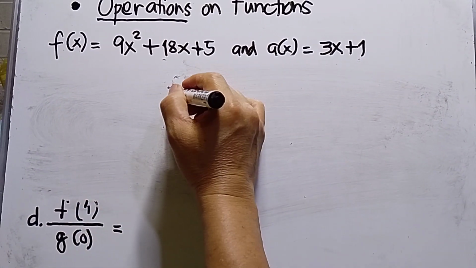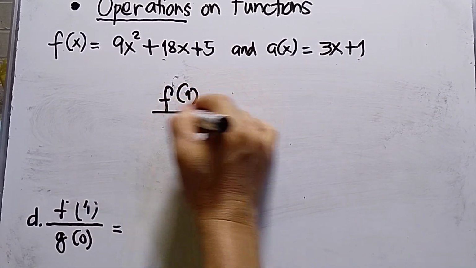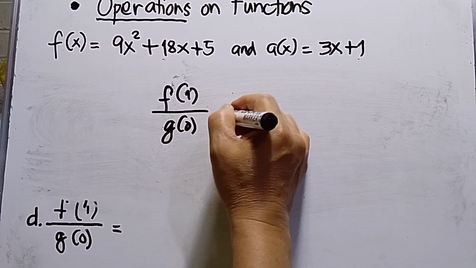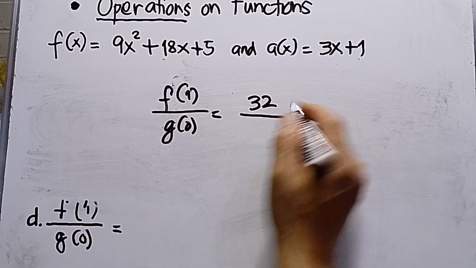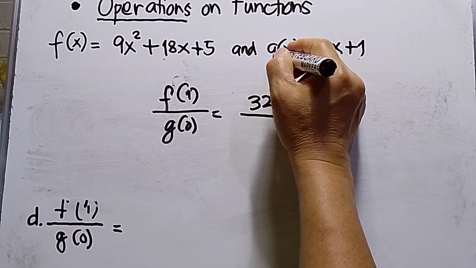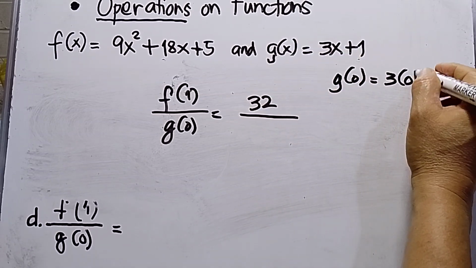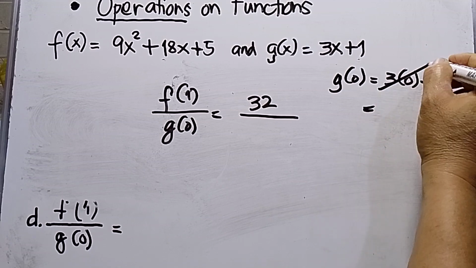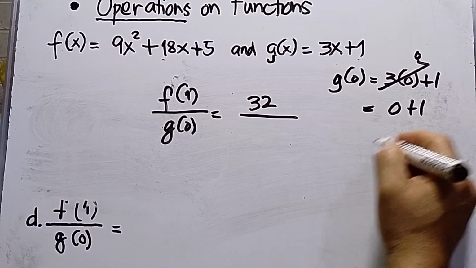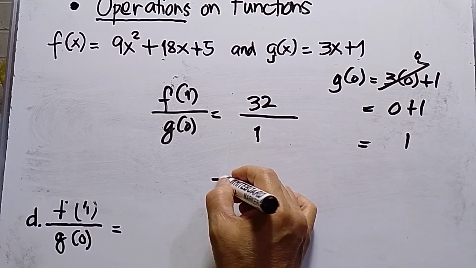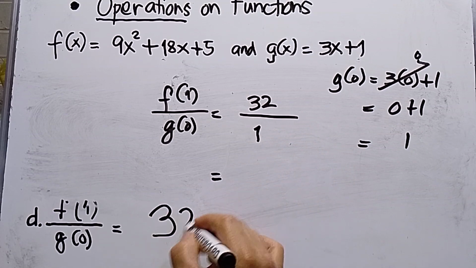F of 1 over g of 0. So this will be 32. How about the denominator? G of 0 is equal to 3 times 0 plus 1. So this will be 0, 0 plus 1 is 1. So this will be 1. So my final answer is 32.